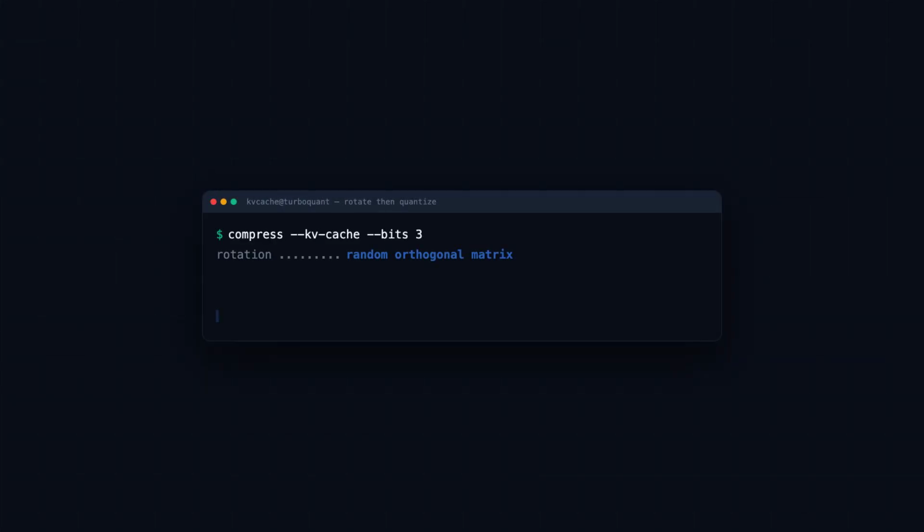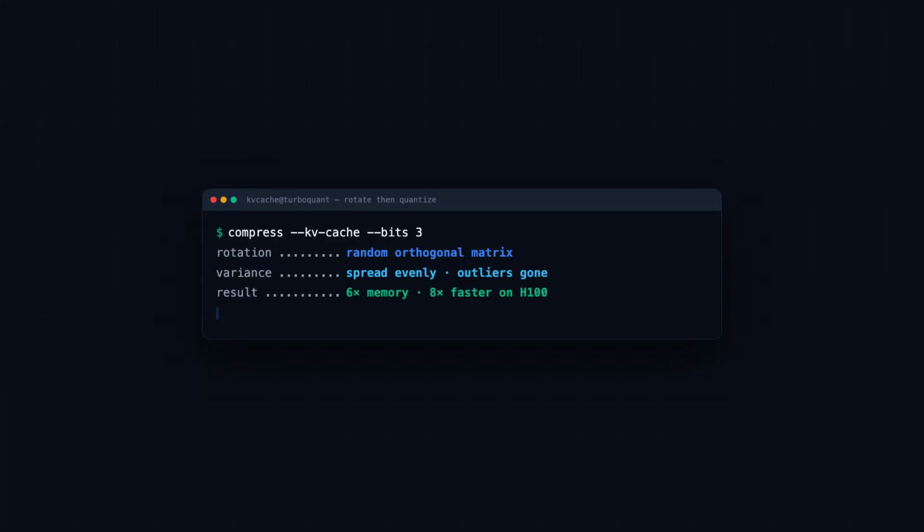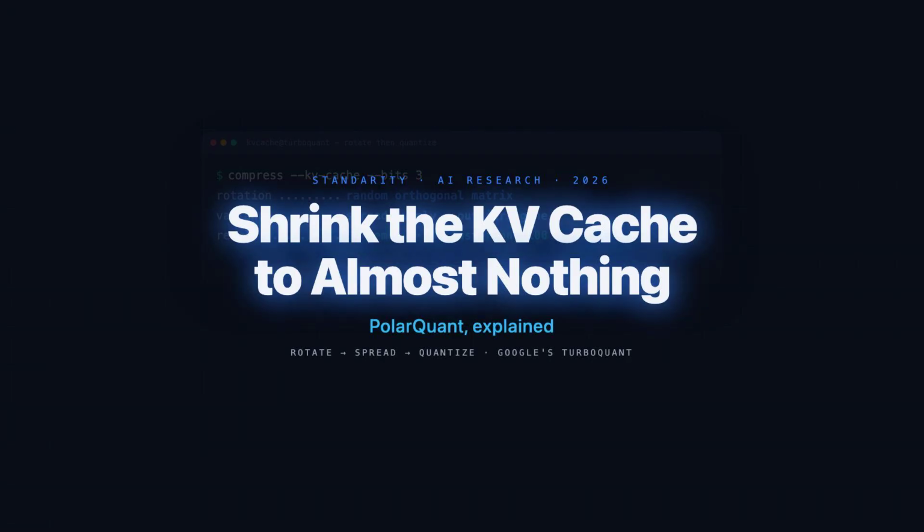Picture the memory bill for a long conversation with a large language model. Every token it has already read gets stored in something called the KV cache, and that cache balloons as the context grows, eating gigabytes of precious GPU memory. Here's the problem. A few channels inside those key and value vectors carry wildly large values, outliers that wreck any attempt to squeeze the numbers down to just a few bits.